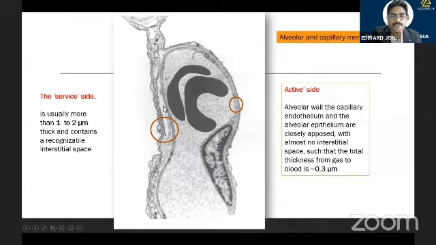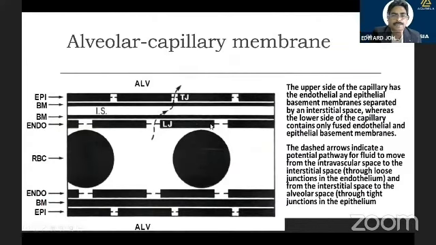Here, alveolar epithelium is there, interstitial space is there and capillary endothelium is there. Here the thickness is 1 to 2 micrometer. So any fluid passes through this side, only the service side. So this is another picture of that. On the upper side, you can see the alveolar epithelium, basement membrane, interstitial space, and endothelial basement membrane. So it has a long distance. On the other side, the endothelial basement membrane and epithelial basement membrane are fused together and there is no interstitial space. So gas enters here and fluid enters through the loose junction in the endothelium and the tight junction in the epithelium.